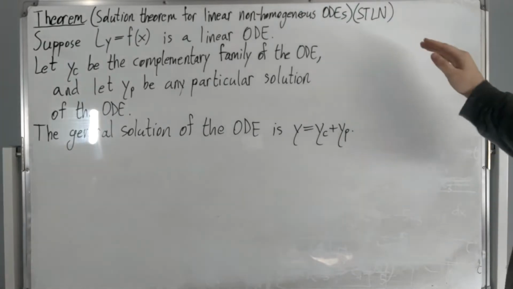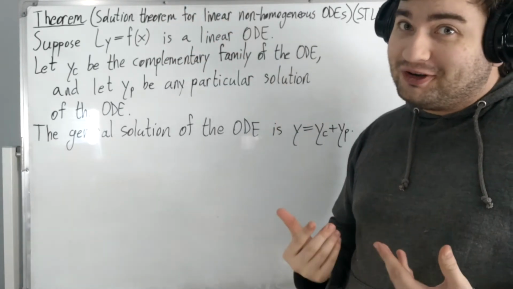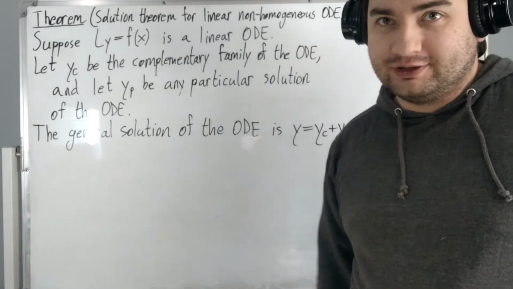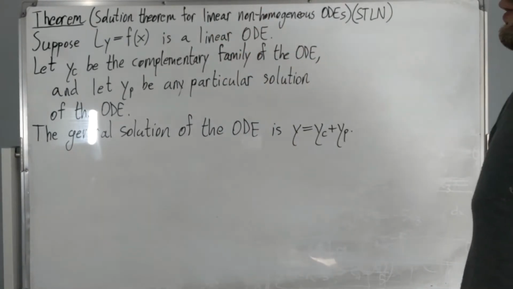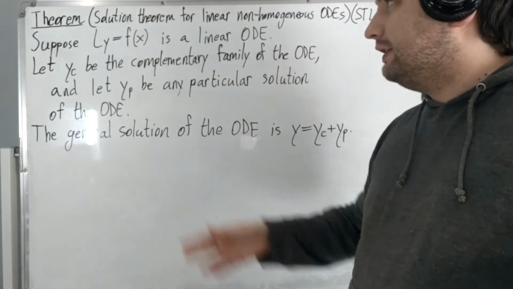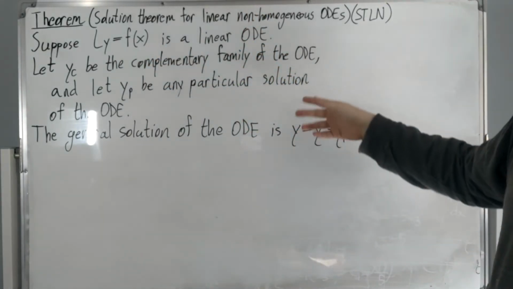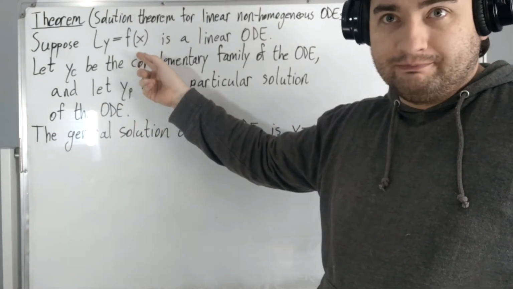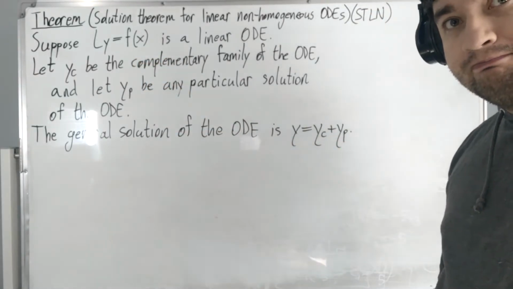So, to summarize, you have a linear non-homogeneous ODE with constant coefficients. Actually, it doesn't even have to have constant coefficients, but it will in our class. If you can find the complementary family, which you can find by just replacing this f of x with a 0 and then solving that, and you can find any particular solution whatsoever of this ODE, then the general solution is just the sum of those two. That's it.